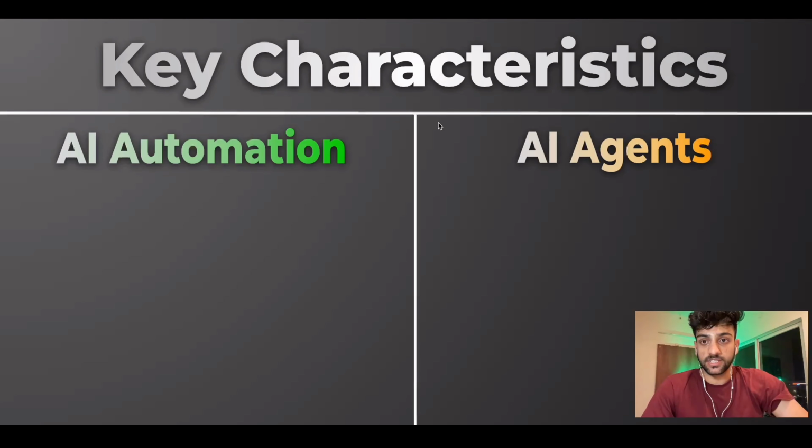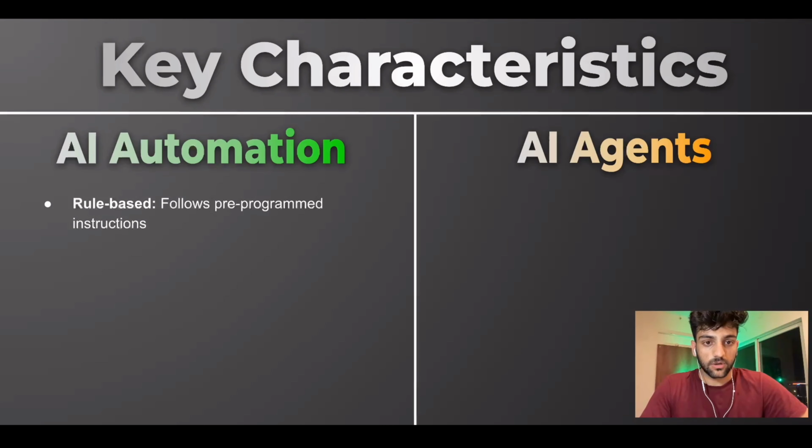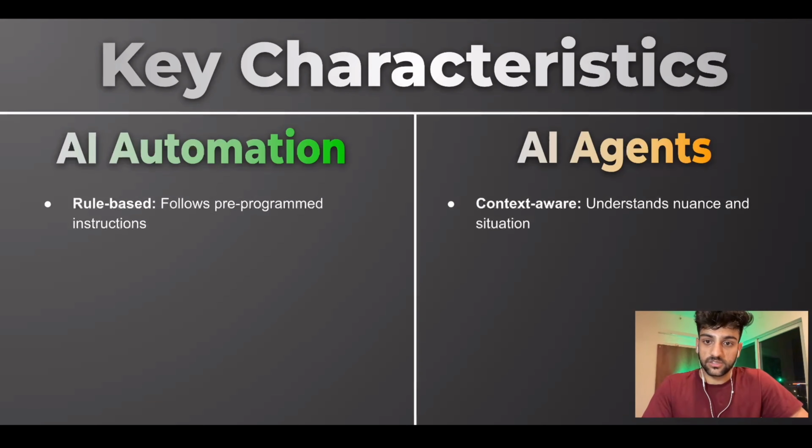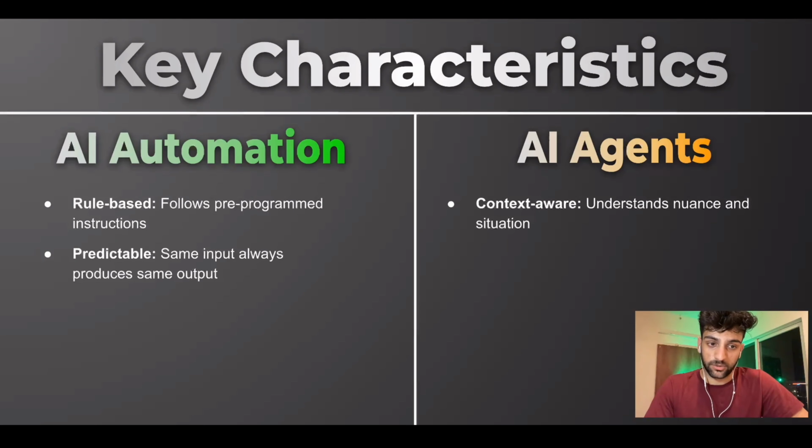Key characteristics: rule-based, follows pre-programmed instructions. If you know that your workflow is going to strictly adhere to certain types of inputs, if this happens, that happens, if this happens, that happens, that's when you want to use AI automation. AI agents understand nuance and situation. If you want your workflow to understand the nuances and context of the situation, like customer support, you're going to go with AI agents. Same inputs always produce the same output.